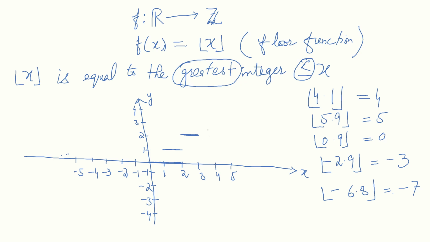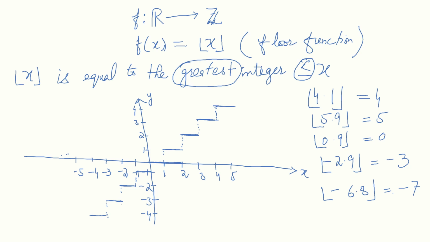And if the number lies between 3 and 4, their floor is equal to 3, and between 4 and 5, the floor of those numbers is equal to 4. On the negative side, if the number is greater than or equal to -1 but less than 0, then the floor of all these numbers is equal to -1. If the numbers are between -2 and -1, the floor of these numbers is -2. Between -3 and -2, the floor of these numbers is -3. And between -4 and -3, the floor function is -4.